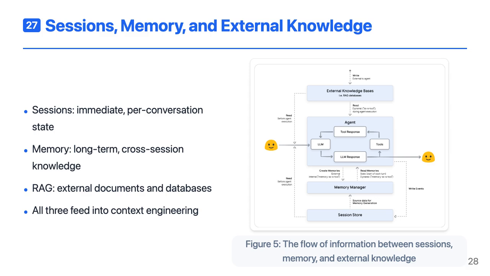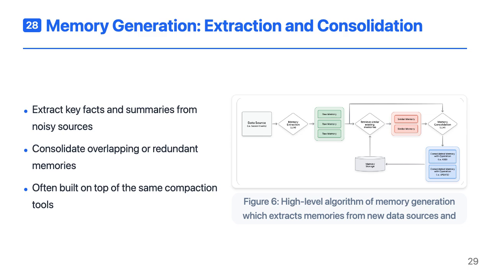Sessions capture the live, per-conversation state. Memory captures long-term knowledge distilled from many sessions and other data sources. Retrieval Augmented Generation, or RAG, brings in external documents and databases on demand. A well-designed agent orchestrates all three, pulling from sessions, memory, and RAG to assemble the best possible context for each LLM call. Memory generation is the process of turning messy, verbose data into clean, reusable knowledge.